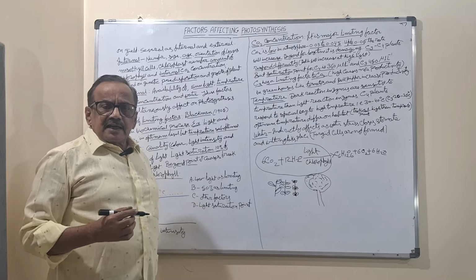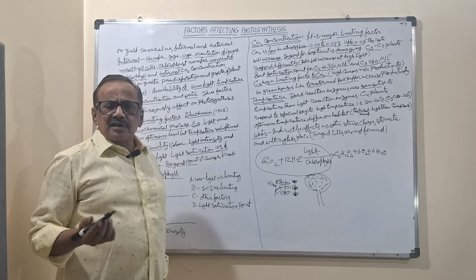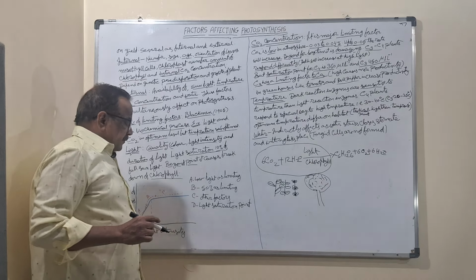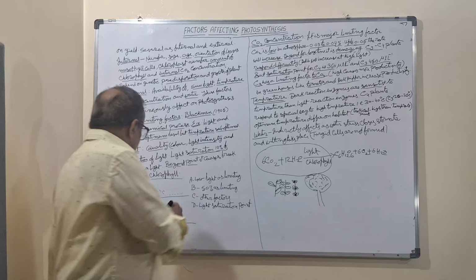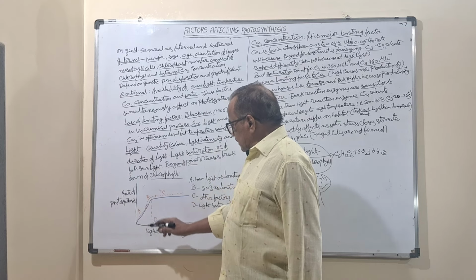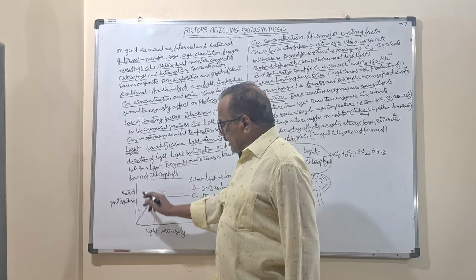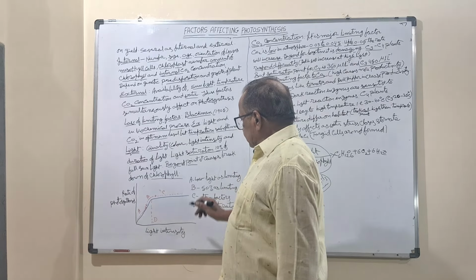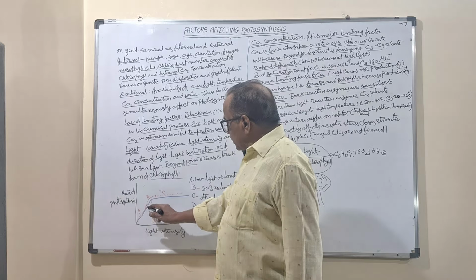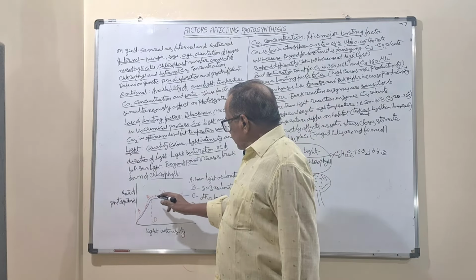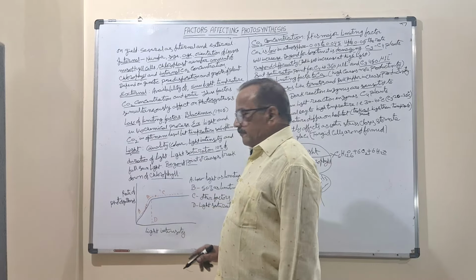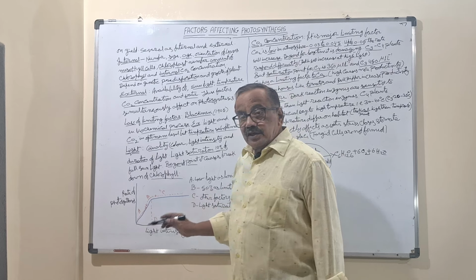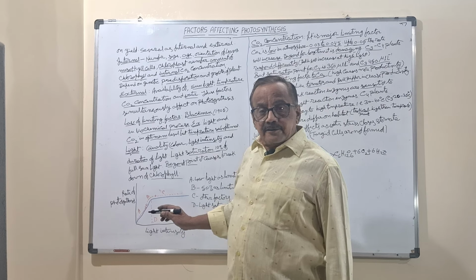Light is not a limiting factor for the majority of plants, that is okay. Now come to CO2 and light as limiting factors. Now see here: rate of photosynthesis against light intensity, one graph he has given in the NCERT book. From here to here is A, from here to here is B, here it is C, and this is D. What are they? He asked about this in the last questions also. This can be important for NEET also.